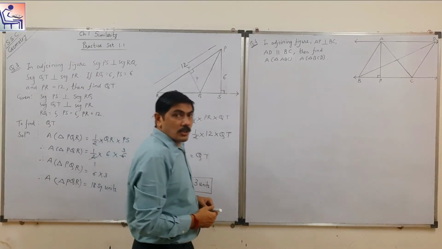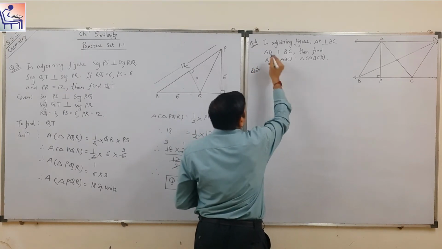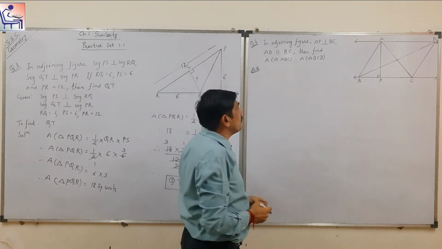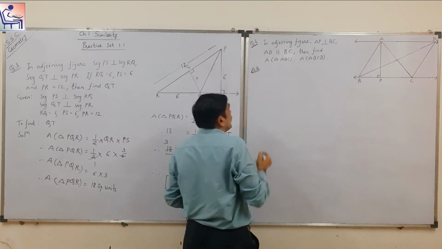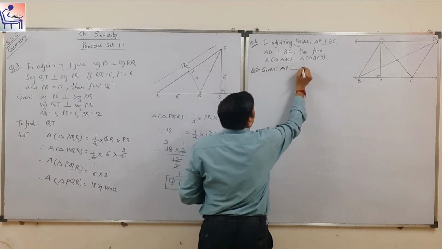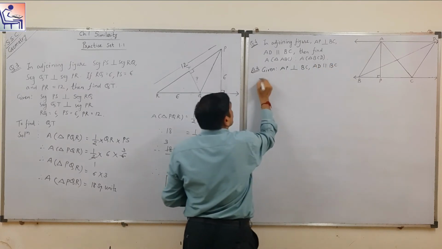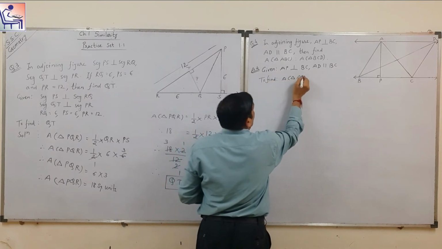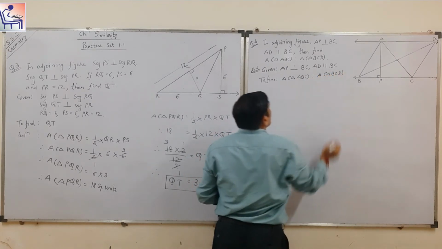Now we are solving question number 4. Here it is given that in the adjoining figure AP is perpendicular to BC, AD is parallel to BC, then find area of triangle ABC is to area of triangle BCD. So let's see what is given. AP is perpendicular to BC, AD is parallel to BC. What we have to find out? Area of triangle ABC is to area of triangle BCD.